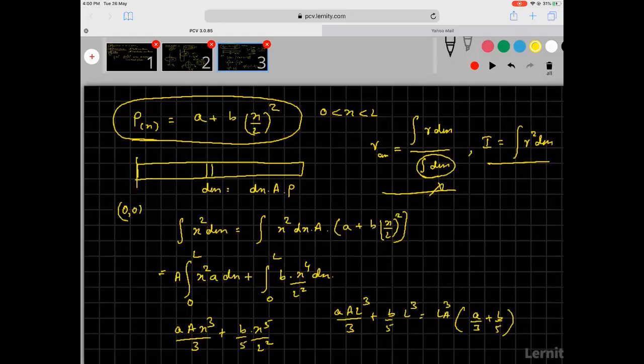Okay. Same way for the center of mass also. But for the center of mass, you have to do two integrals. One is integral x dm, the other one is this one. So I hope you are able to understand this. So this is how you can find out the moment of inertia for anything.